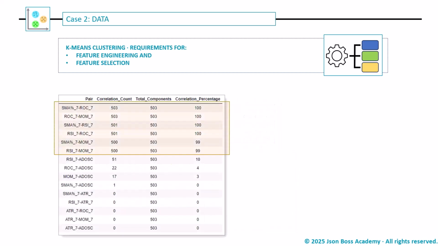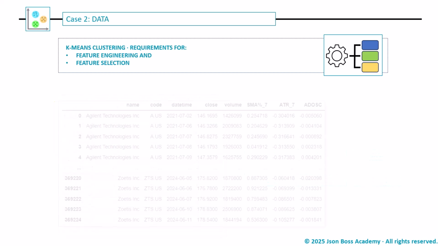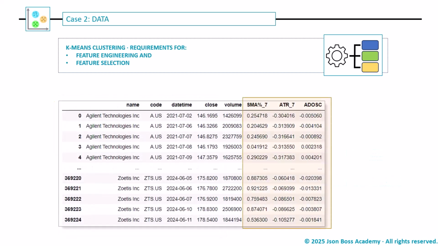We see that in almost all companies there are identical correlations, such as between the moving average and ROC or momentum. We eliminate the correlated ones and keep moving average, true range, and ADOS as technical indicators that we expect to have explanatory power.